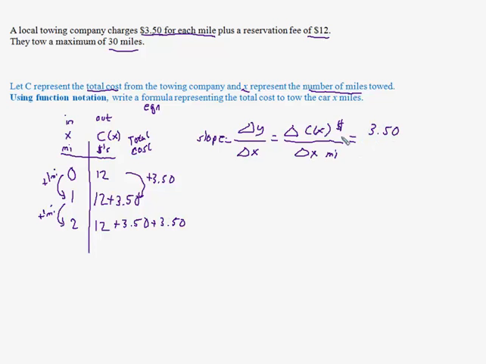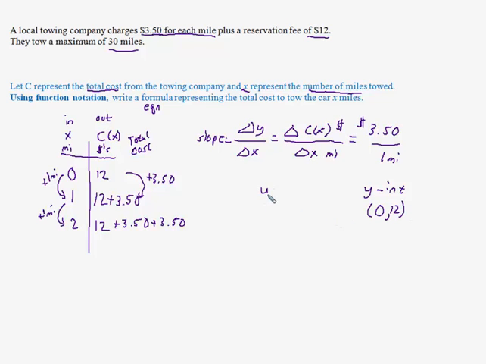And I was choosing my inputs to increase by 1. So there's my slope of the problem in dollars per mile. I can also pull out the y-intercept of the function. The y-intercept of a linear function is the output that you get when the input is 0. And we have that already. If you plug in 0, the output is 12. So I have everything I need to write an equation.